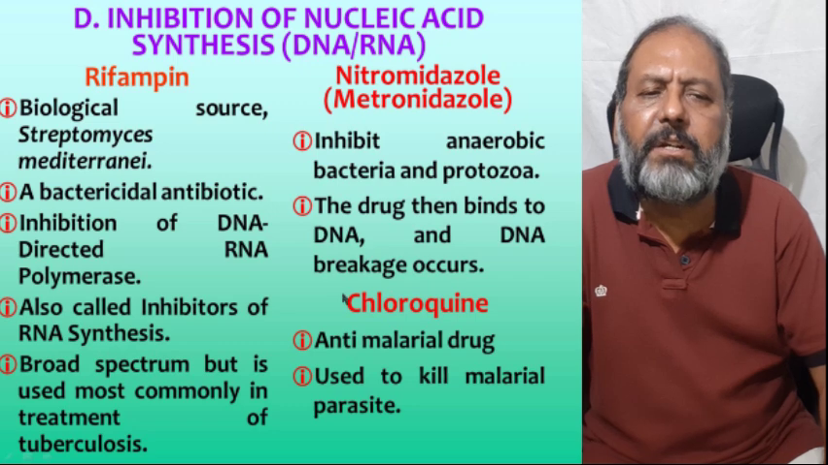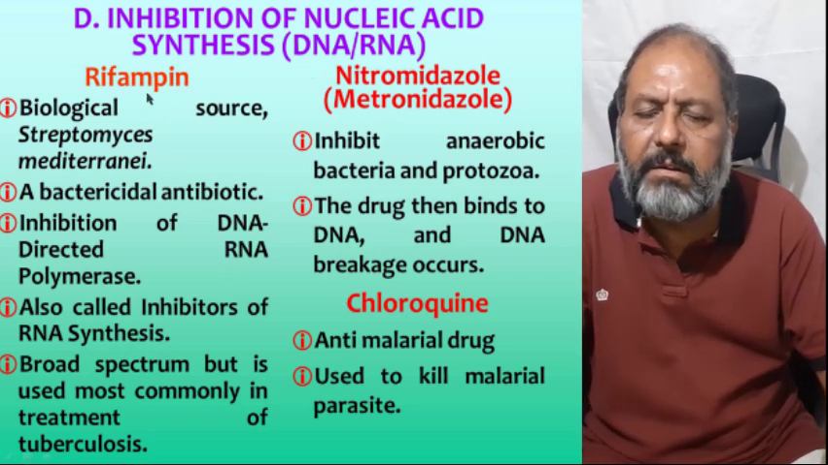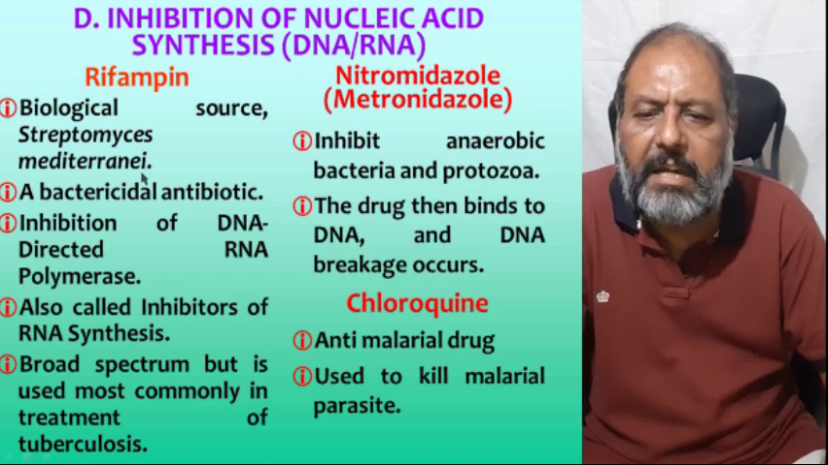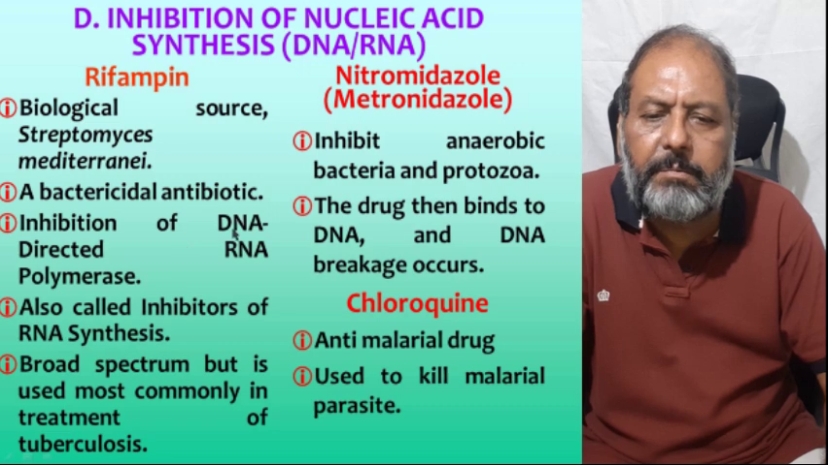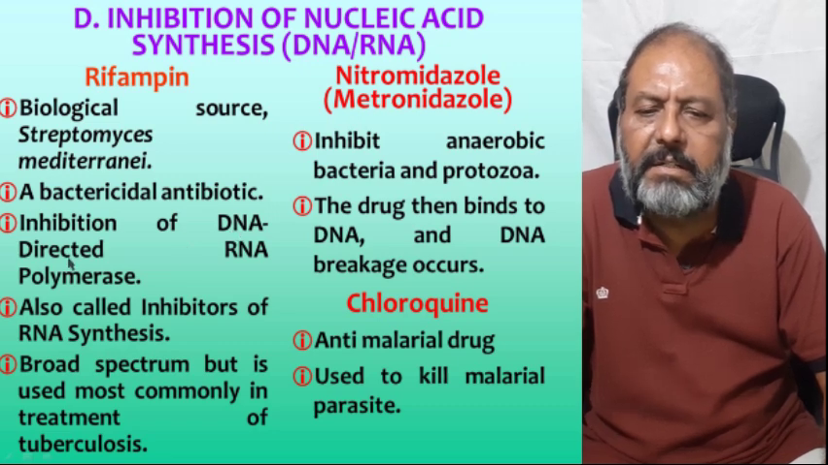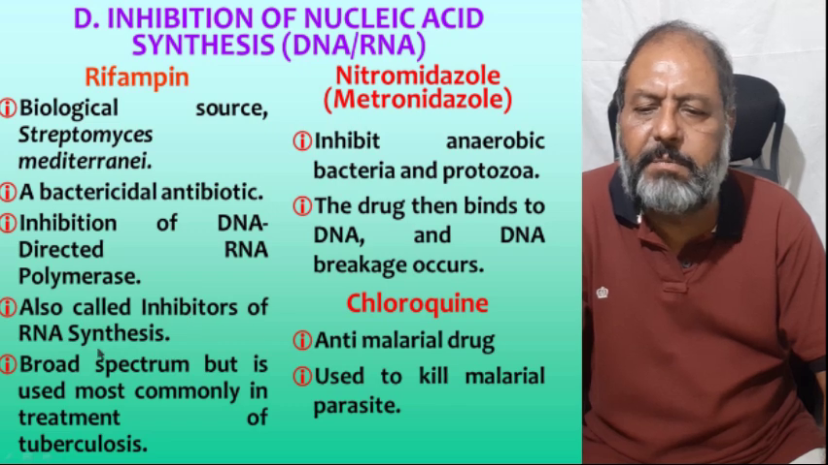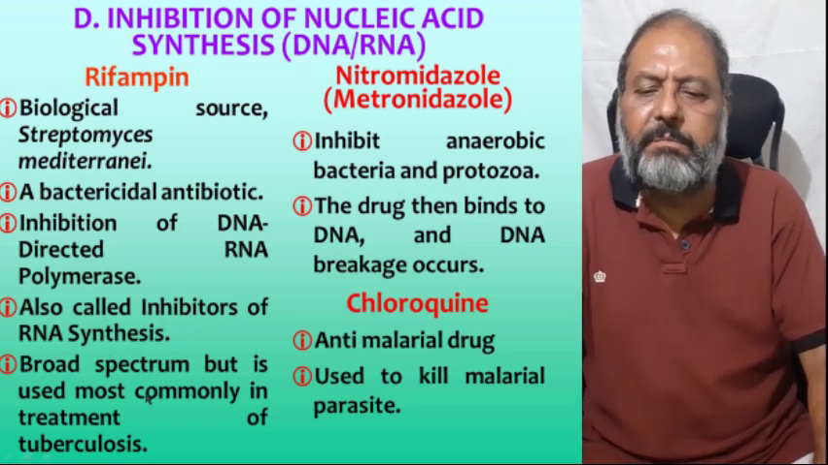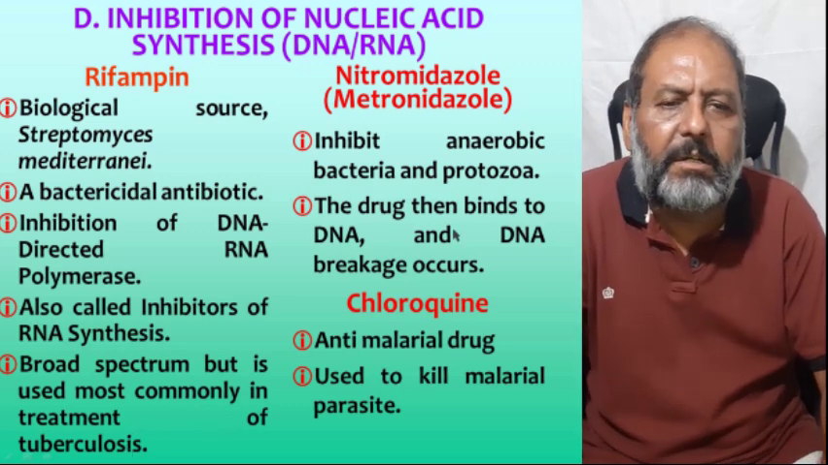The inhibition of nucleic acid synthesis continued. Rifampin's biological source is Streptomyces mediterranei. It is a bactericidal antibiotic that inhibits DNA-directed RNA polymerase, and is also called an inhibitor of RNA synthesis. It is broad spectrum, but is used most commonly in the treatment of tuberculosis.